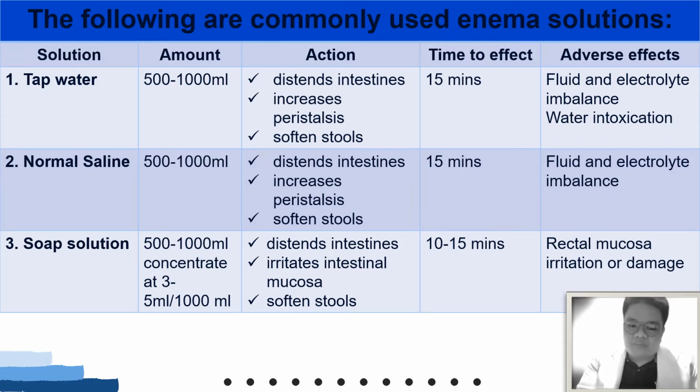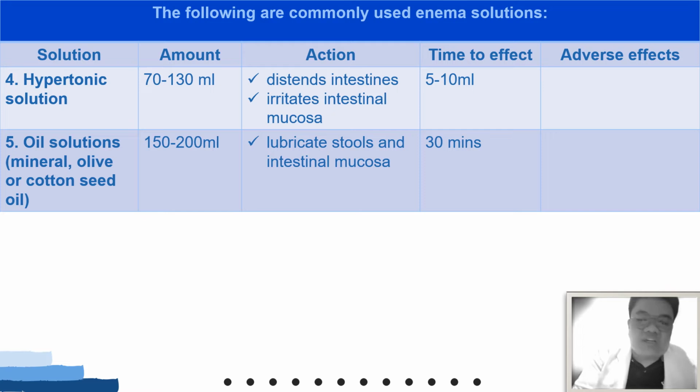Now, for the next type of enema, you would have your hypertonic solution. Remember, class, that when I say hypertonic solution, it is more concentrated. But look at the amount. It's only 70 to 130 ml. It is able to distend the intestines, and class, it is irritating to the intestinal mucosa. Then class, the time to effect is 5 to 10 minutes.